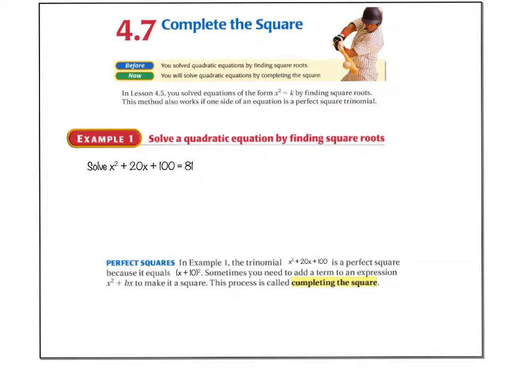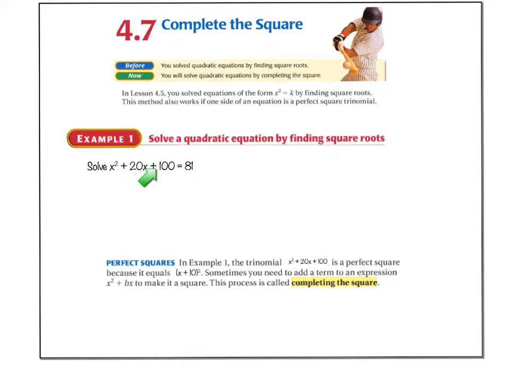So here's a lesson on using completing the square to actually solve quadratic equations using the square root method. But it's taken one step further. In lesson 4.5 you solved quadratic equations in this form where you had no bx using the square roots. But you can also use the square root method if one side of your equation is a perfect square trinomial. I'll show you what I mean. Here's an example down here.